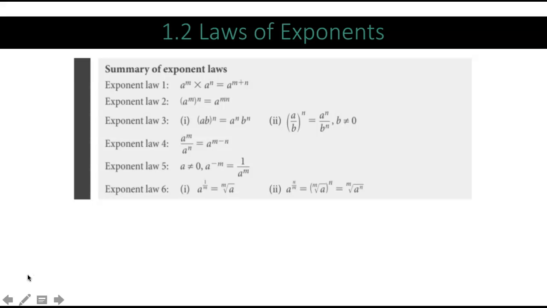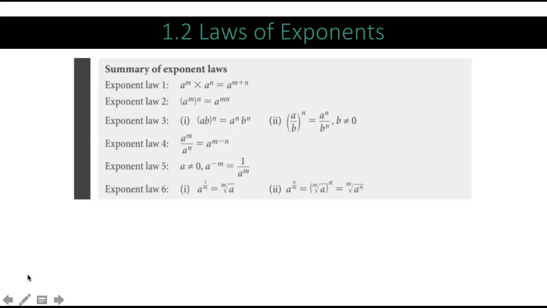Exponent law number 4, when you are dividing and you have the same base, you're going to subtract the powers. Exponent law number 5, as long as a doesn't equal 0, when you have a negative exponent, the way you change it so that it becomes positive is by doing the reciprocal. So 1 over a to the mth power.